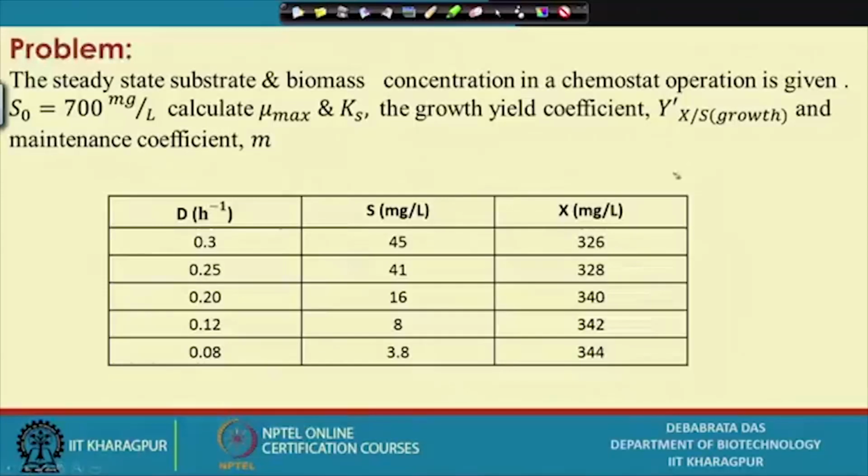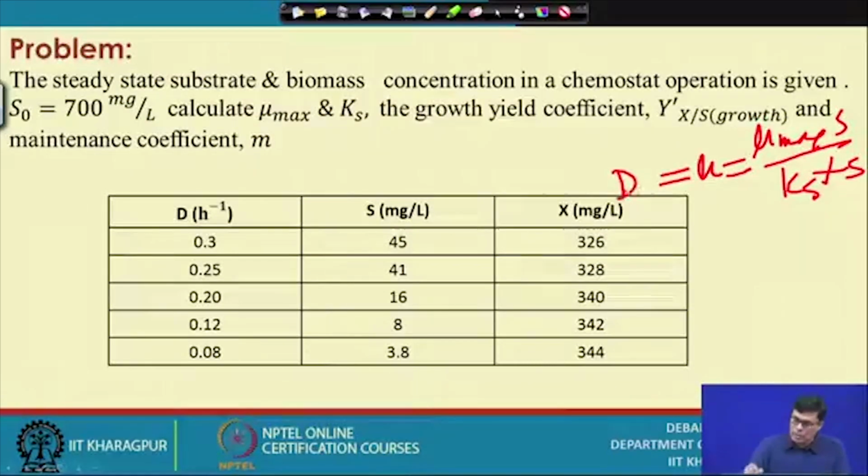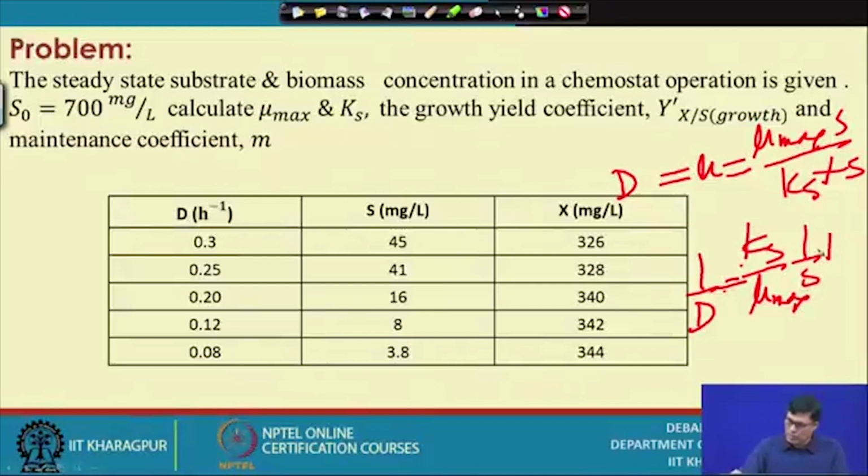Now the question comes: is it possible to estimate the kinetic constants by using a chemostat? The answer is yes. But how can it be done? We know the Monod equation, mu equals mu max S over Ks plus S. Under steady state condition and sterile feed, mu equals D. So in the Lineweaver-Burk plot, I can write 1 by D equals Ks by mu max times 1 by S plus 1 by mu max.